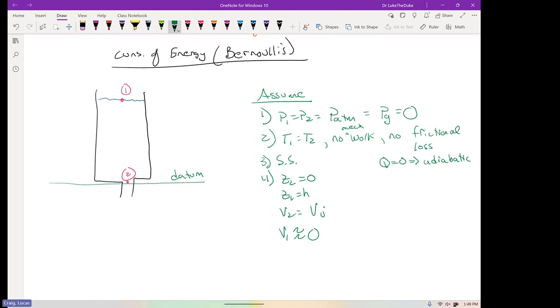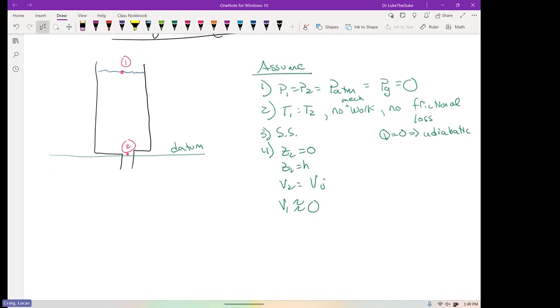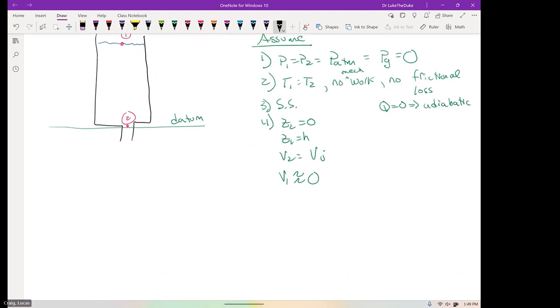All right. So now we've identified our assumptions. We made a sketch. And looking at these assumptions, we can use Bernoulli's, right? So do you remember that equation? Sure. Keep going. Yeah, I'm going to write it slightly different. Instead of your specific volume, I'm going to use density.